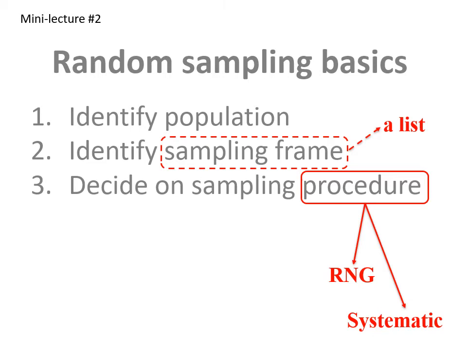So I'm going to pick a random number. I'm going to generate a random number from 1 to 20. In this case, I would roll a 20-sided die. And let's say that it's 15. So that means that I start on that list by looking at person 15, and then I go to person 30, and then I go to person 45, and then I go to person 60.